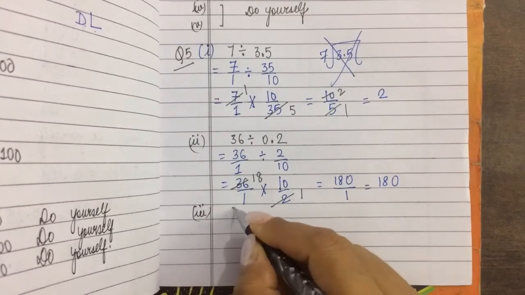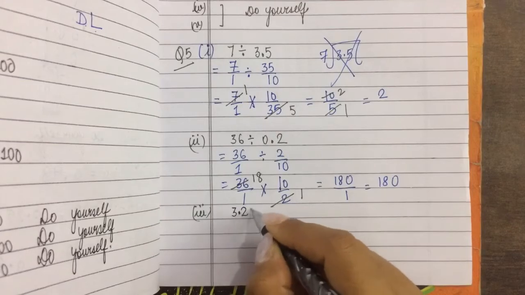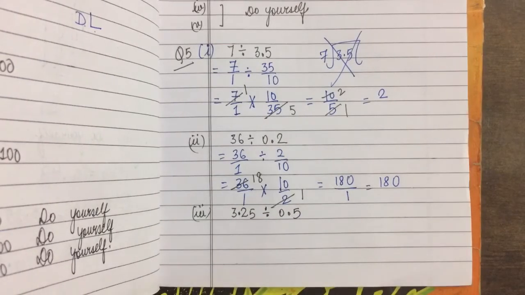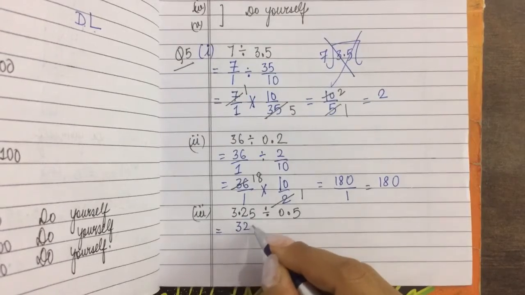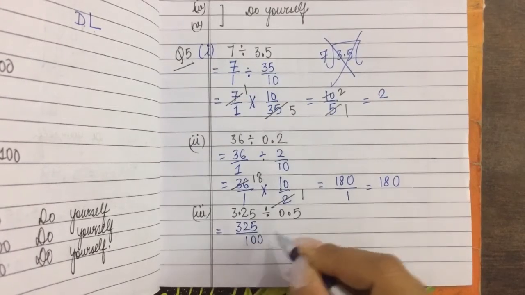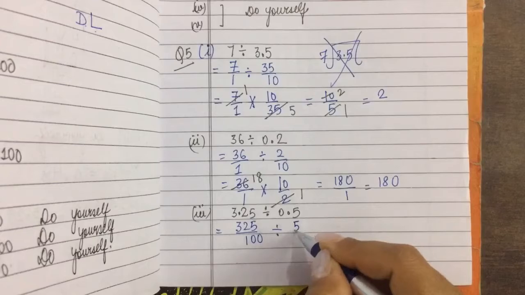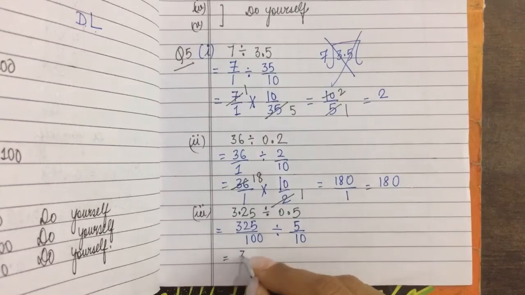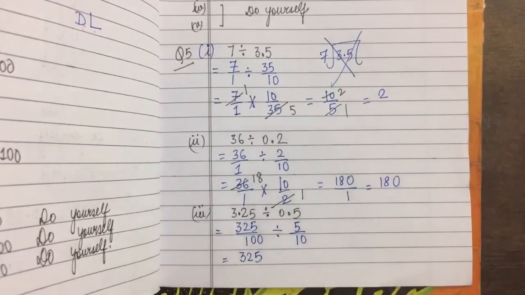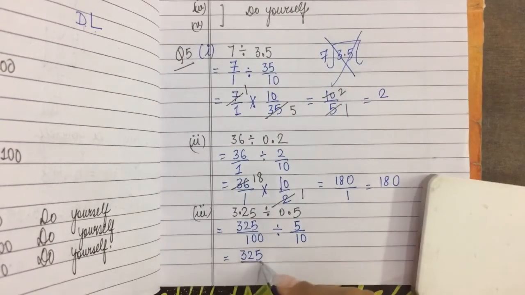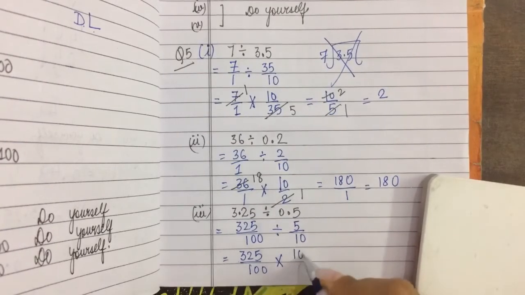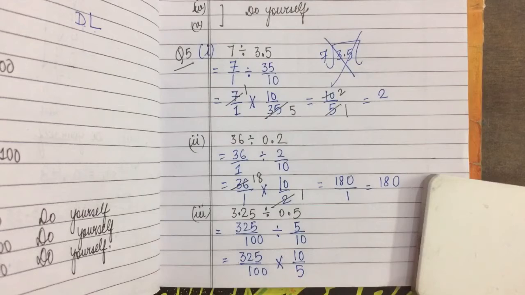Third part, 3.25 divided by 0.5. Let's write these as fractions. 325 over 100 divided by 5 over 10. When you have written both values as fractions, the next step is to change the sign of division to multiplication and write the reciprocal of the second fraction.